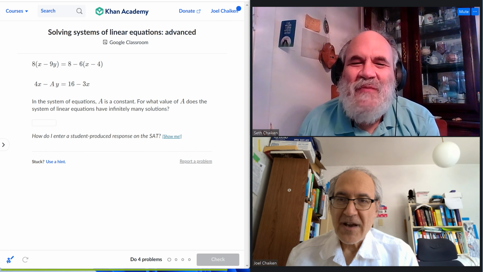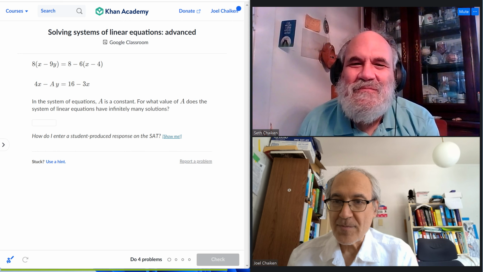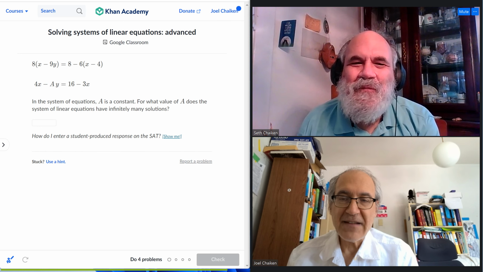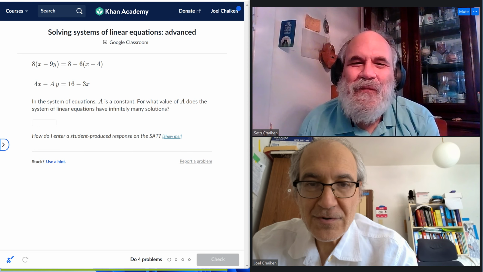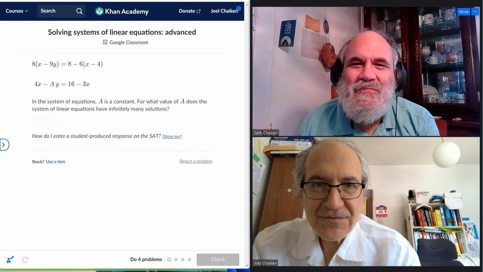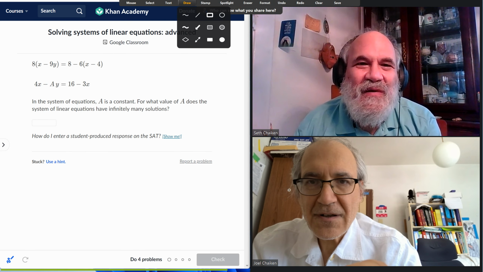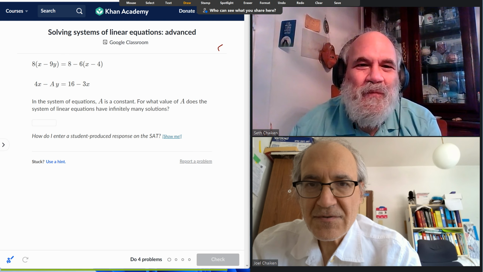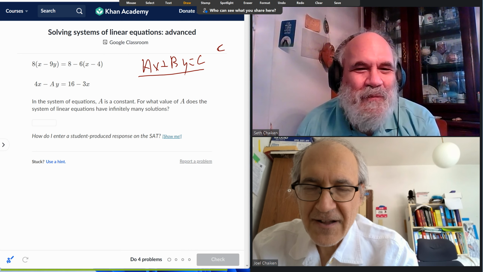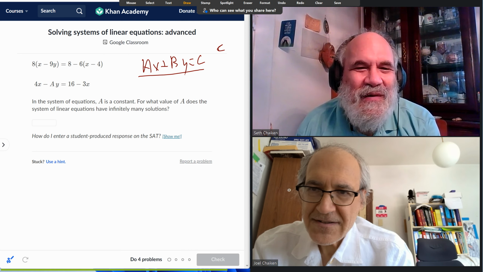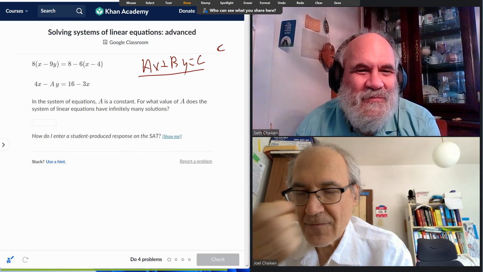Wow, this is algebraic. Got to do a lot of algebraic manipulation here, don't you? With negative signs and distributing. I mean, don't you have to get both equations in the same form? Don't you have to get both equations into the form ax plus by is c, and then compare them? Doesn't that seem like a reasonable first step? It may be, yeah.